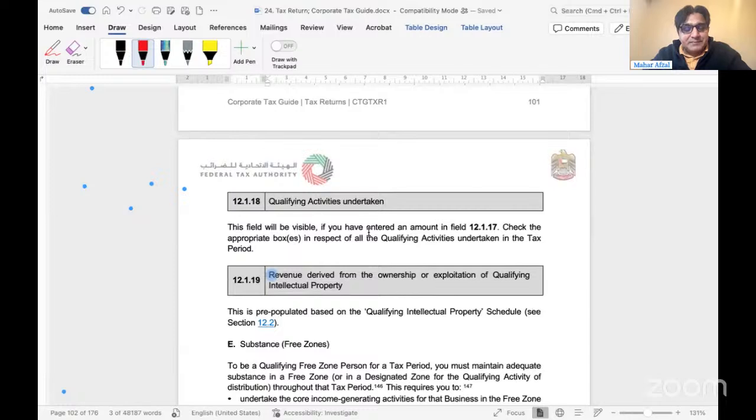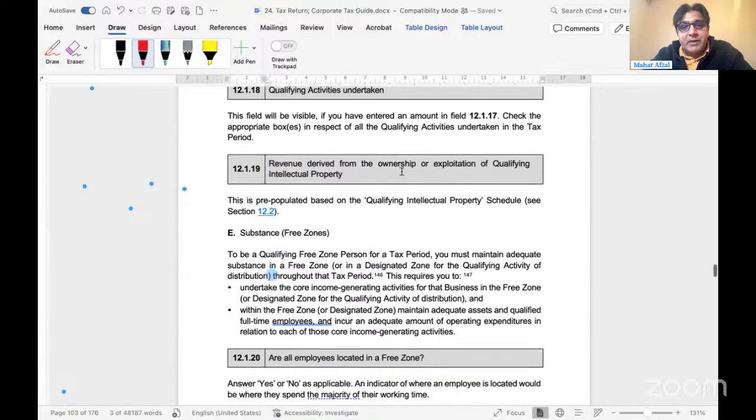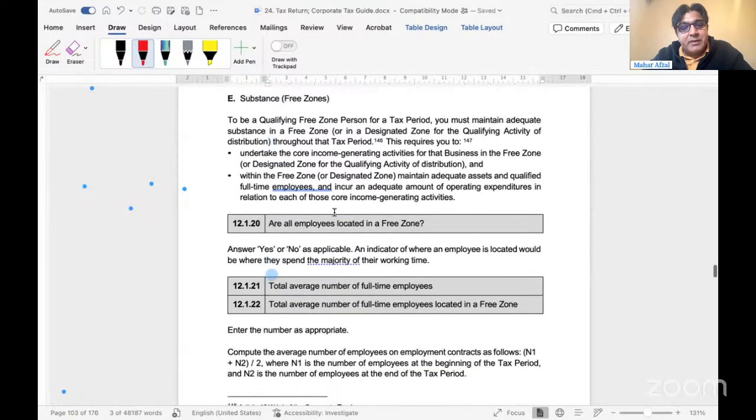Unless you have a basic and thorough understanding of the law, you will not be able to address these questions. Which qualifying activity are you undertaking? Revenue derived from the ownership and exploitation of qualifying intellectual property. Why are they asking about this? Because you need to maintain adequate substance in the free zone, and if you are in the distribution business, in the designated zone. One condition for adequate substance is that you need to hire employees. Others are core income generating activities, which should be in the free zone or outsourced to a free zone person under your supervision; adequate expenses, adequate employees, adequate assets.